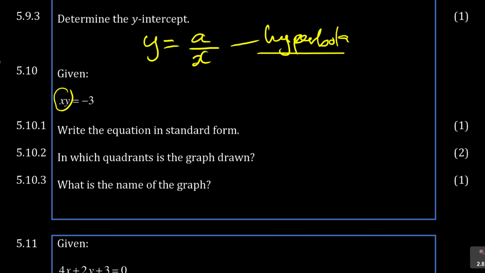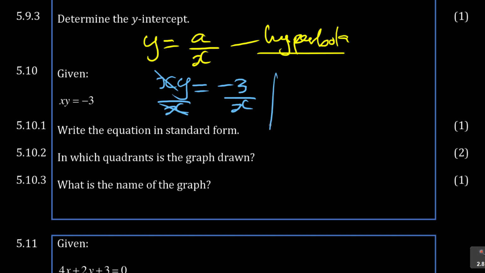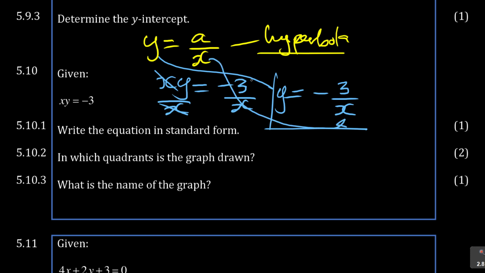So you must always know that's the general equation of a hyperbola. So how do you go about it on this one? If they say xy is equal to minus 3, your duty is to let y alone. So what you do, divide by x on both sides, so that you are left with y. So y is equal to minus 3 over x. You see, so you have made it similar. Y is y there, x is x, and then a is that minus 3. See, this a is now represented by this part, minus 3.